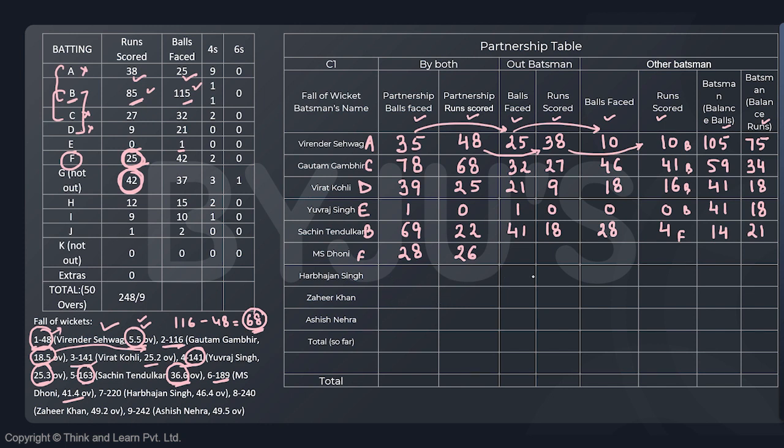26 runs were scored, out of which 14 balls were played by Dhoni, 21 runs were made by him. 28 minus 14, the other 14 were played by G, and 26 minus 21, 5 runs were made by G. Now that player is G, and G has made a total of 42 runs, so subtract 5 from 42, so he is yet to make 37 runs in the remaining 37 minus 14, 23 balls.